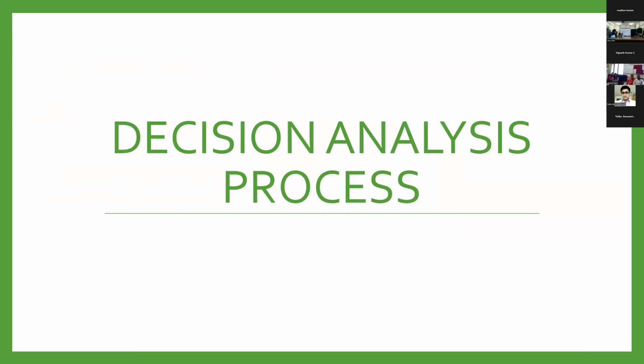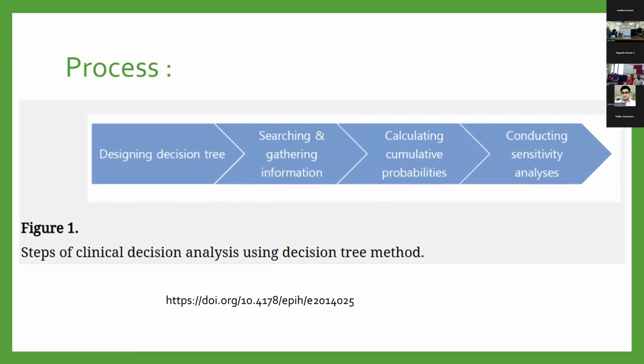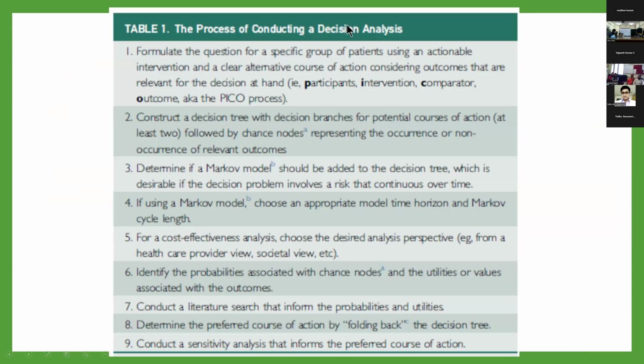So what is a decision analysis process? If you are doing a decision analysis, first you design the tree. Then you gather all the information, and in that you can decide if you want to do a Markov model or not. You calculate the cumulative probability, and based on that you do a sensitivity analysis. So this is the process. For most studies, you start with the PICO process. You do a decision tree, and then you need to know if a Markov model should be added. It depends on what your question is.